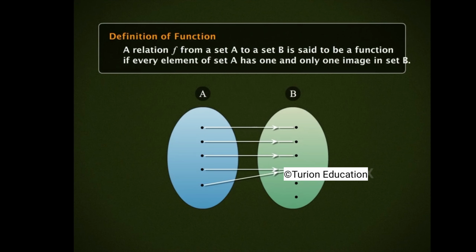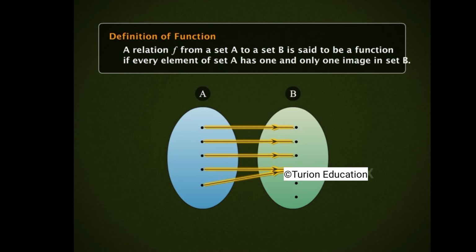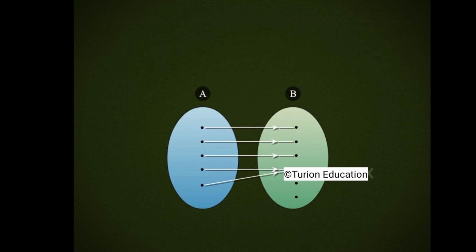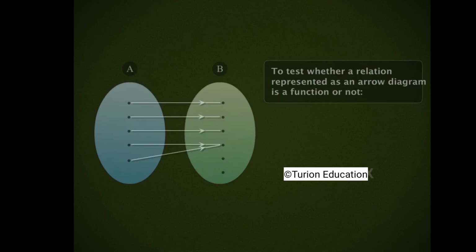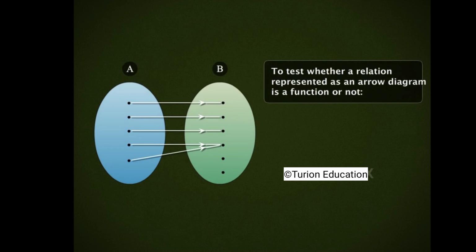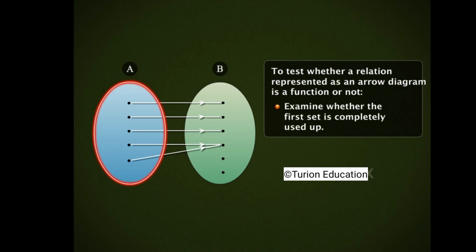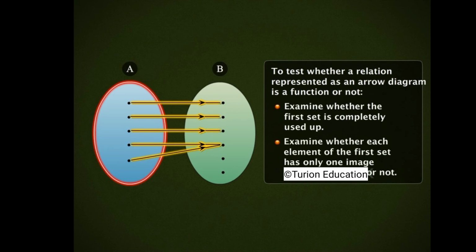A relation f from a set A to a set B is said to be a function if every element of set A has one and only one image in set B. The understanding of the definition gives us a two-step test to find out whether a relation represented as an arrow diagram is a function or not. First, examine whether the first set is completely used up. Second, examine whether each element of the first set has only one image in the second set or not.